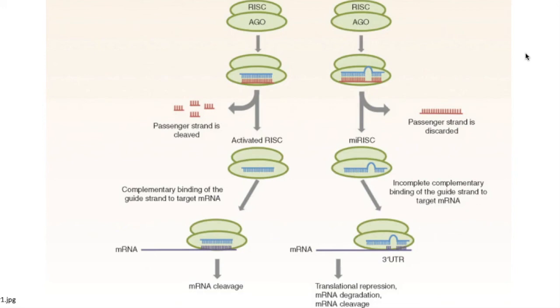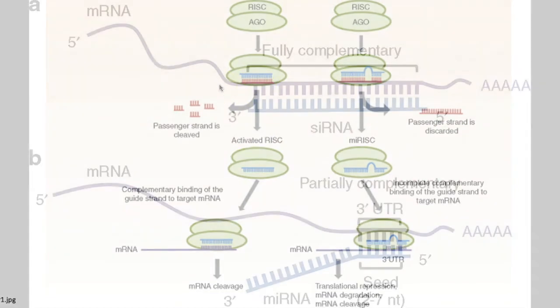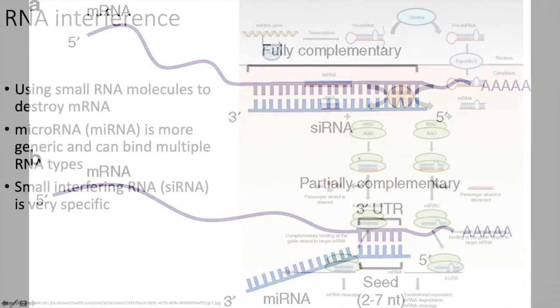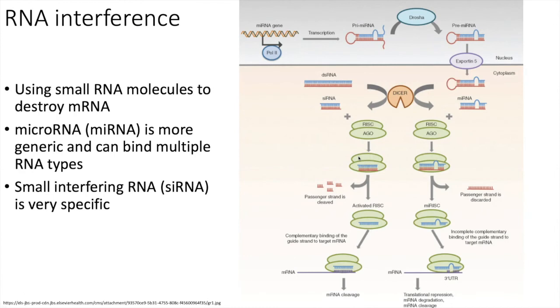Now, if it's small interfering, that's just the exact same concept, except you need the entire RNA guide to match up with that messenger RNA, or at least that portion of the messenger RNA. And so basically it's just much more specific. So small interfering RNA is very, very specific. And there are lots of really nice therapeutic applications.